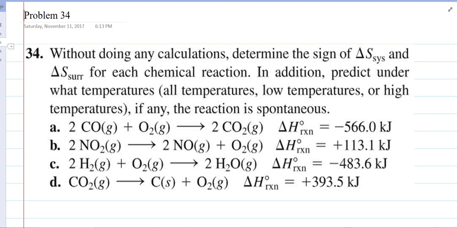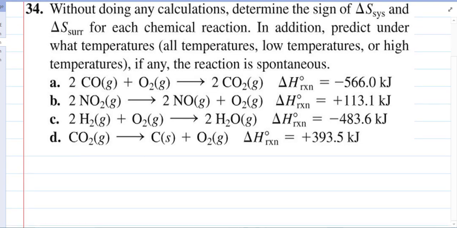Problem 34. We are looking at no calculations. Determine the sign of delta S system and delta S surroundings for each chemical reaction, and then predict what, if any, were spontaneous. Okay, so delta S of the system, for reaction A, I have 3 moles of gas going to 2 moles of gas. So delta S system probably is going to be negative, right? Because 3 moles would be more entropy than 2 moles.